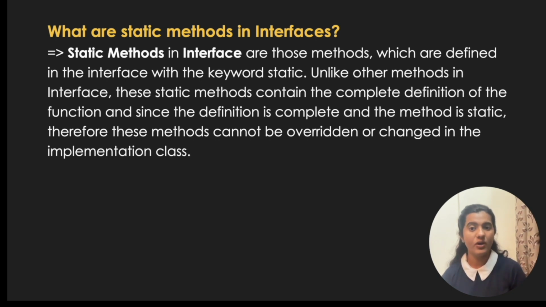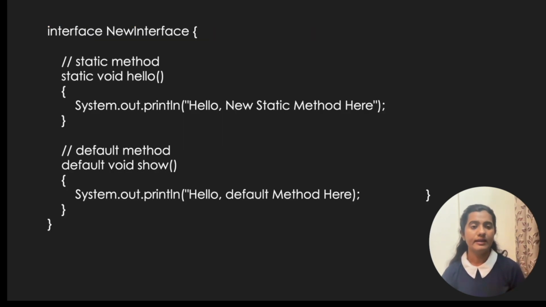Next is, what are static methods in interfaces? Static methods in an interface are those methods which are defined in the interface with the keyword static. Let's suppose I want to add some common implementation in all implemented classes. So instead of adding this same implementation in each and every class, I can write this implementation inside a static method in an interface so that it becomes applicable to all classes. What happened? It reduces the length of code, and as it's a static method, no one can override it and no one can modify this implementation. Here I have written one example of a static method as well as a default method, and the way we can implement it.